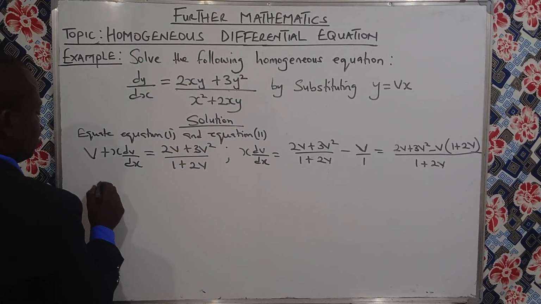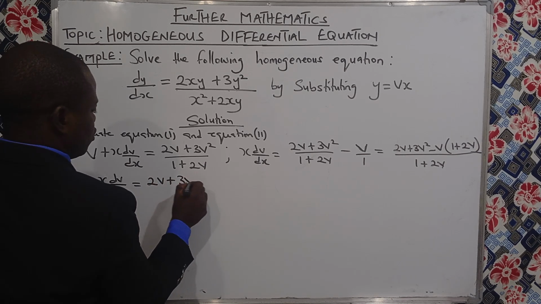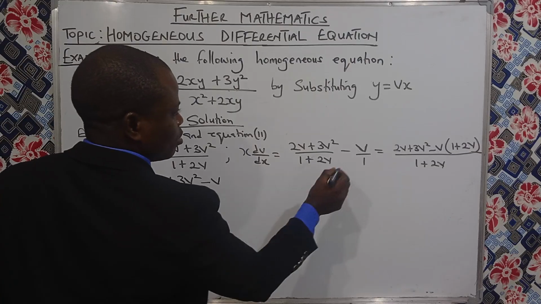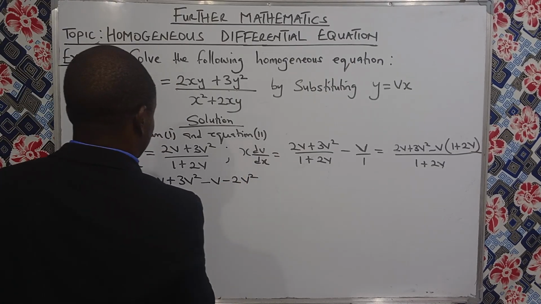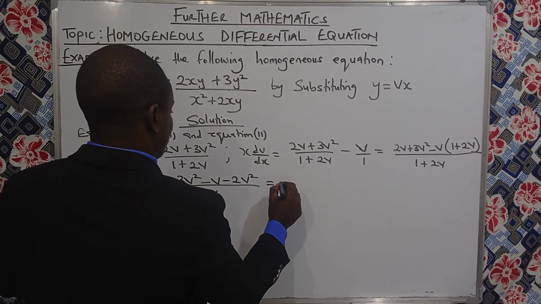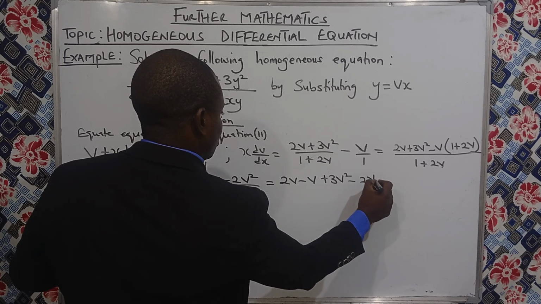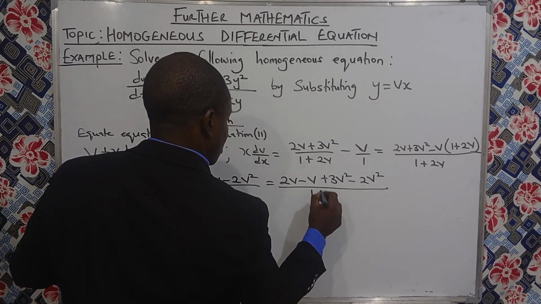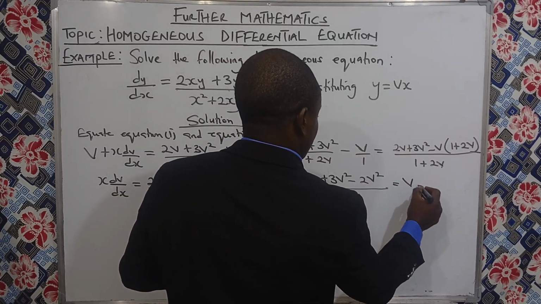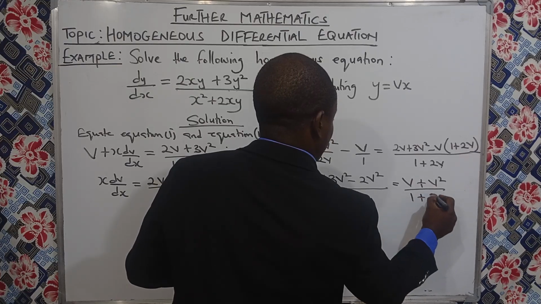From there, you're having x dv over dx equals 2v plus 3v squared minus v times (1 plus 2v), all over 1 plus 2v. Let's open the bracket: minus v times 1 is minus v, minus v times 2v is minus 2v squared. Now let's collect the like terms. 2v minus v is v, plus 3v squared minus 2v squared is v squared, over 1 plus 2v.